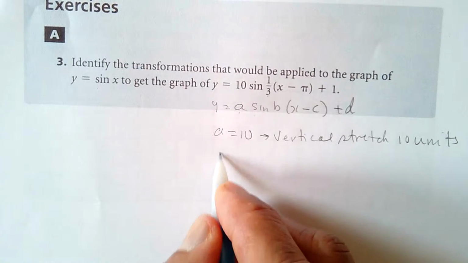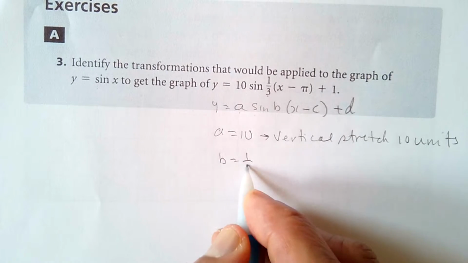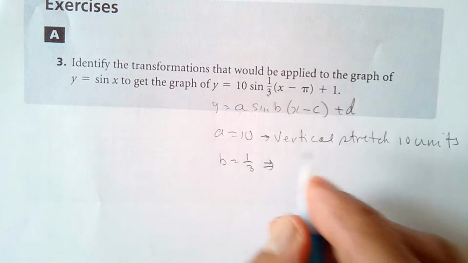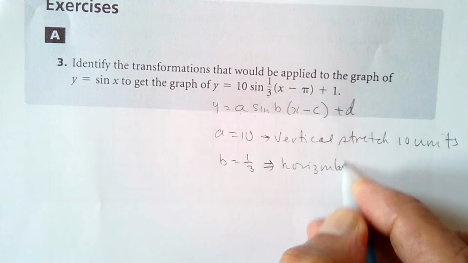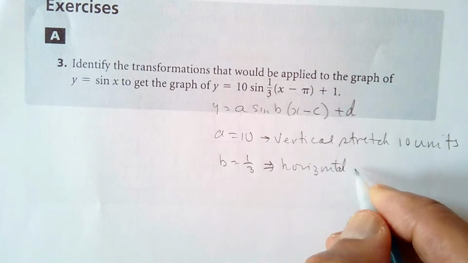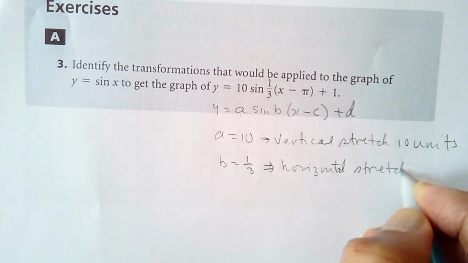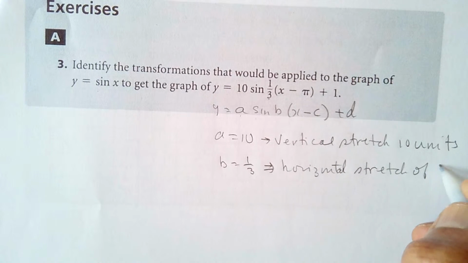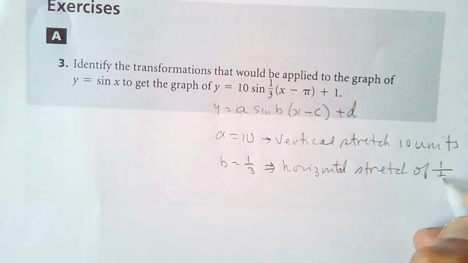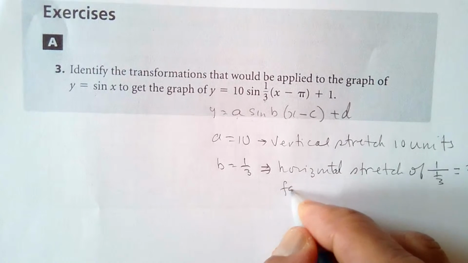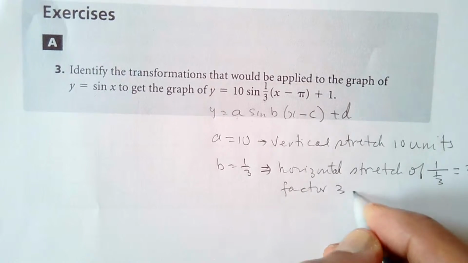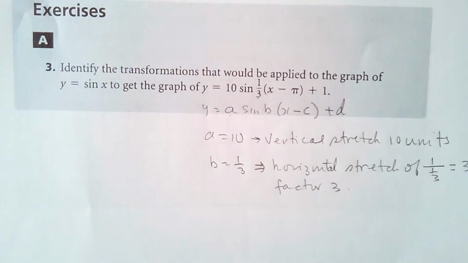So the b is 1/3. So if we have a horizontal, in this case, horizontal stretch of 1 over 1/3, which is equal to 3. So we have a factor of 3. In other words, the period is 3 times the regular.